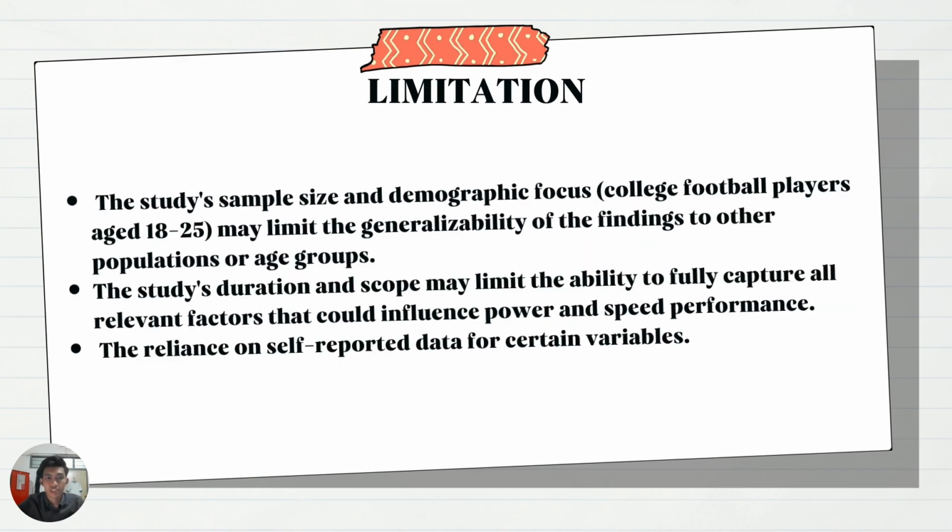So next, these are the limitations. First is the study sample, which is college football players aged between 18 to 25. Next is the study duration and scope, which may limit the ability to capture all relevant factors that could influence power and speed performance, and also the reliance on self-reported data for certain variables.